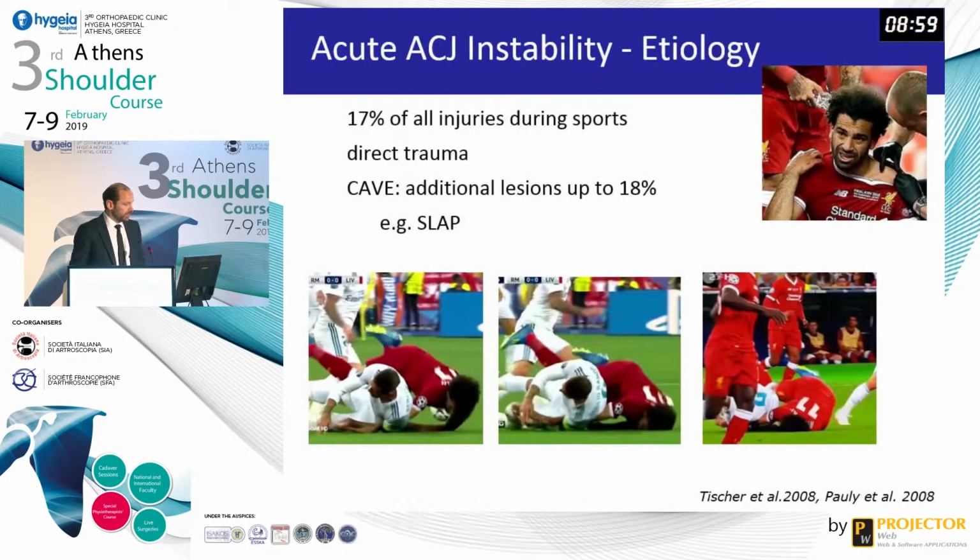So let's go into detail. How does it happen? Etiology of this. 70% of all injuries during sports are related to the AC joint. Most of the times, you can see directly here.